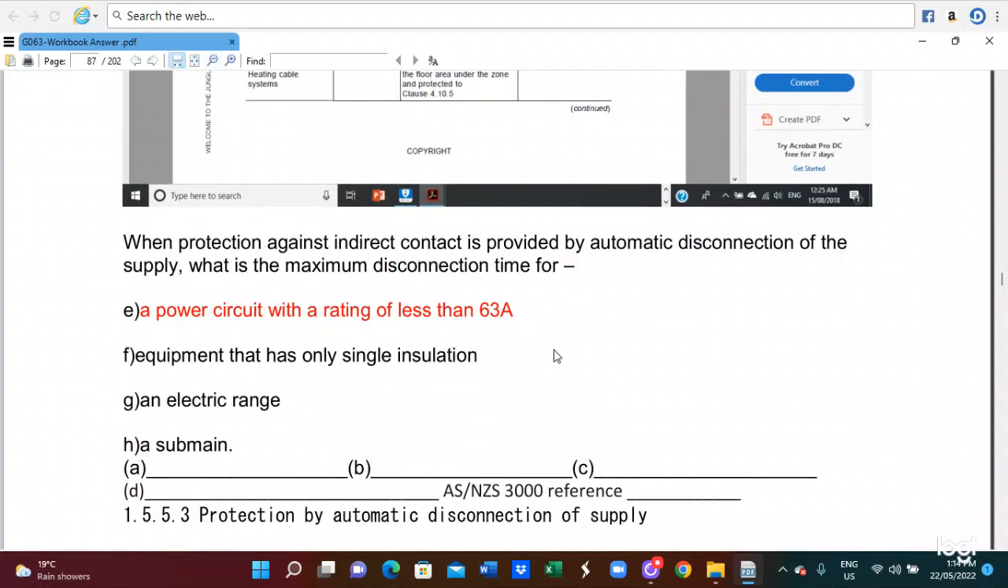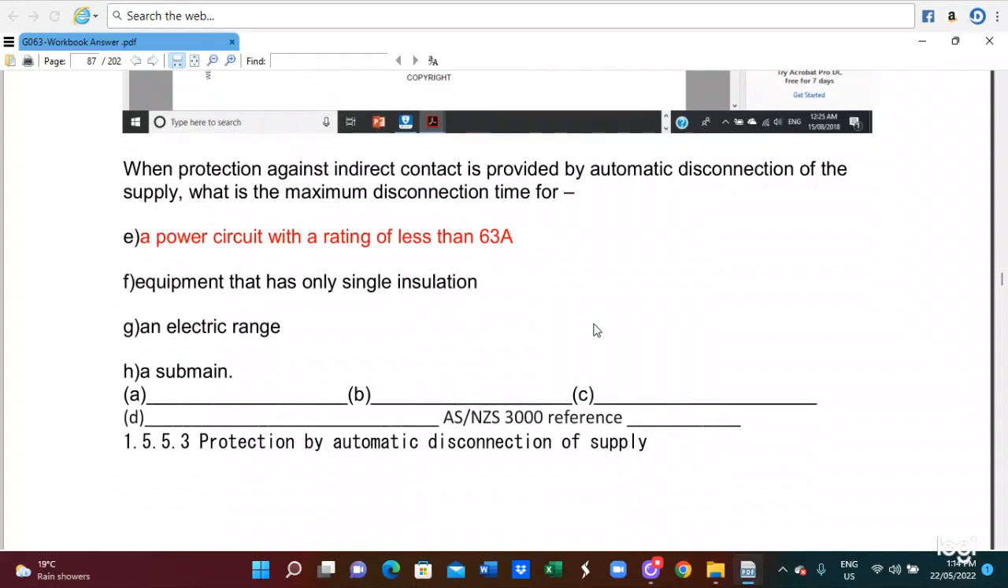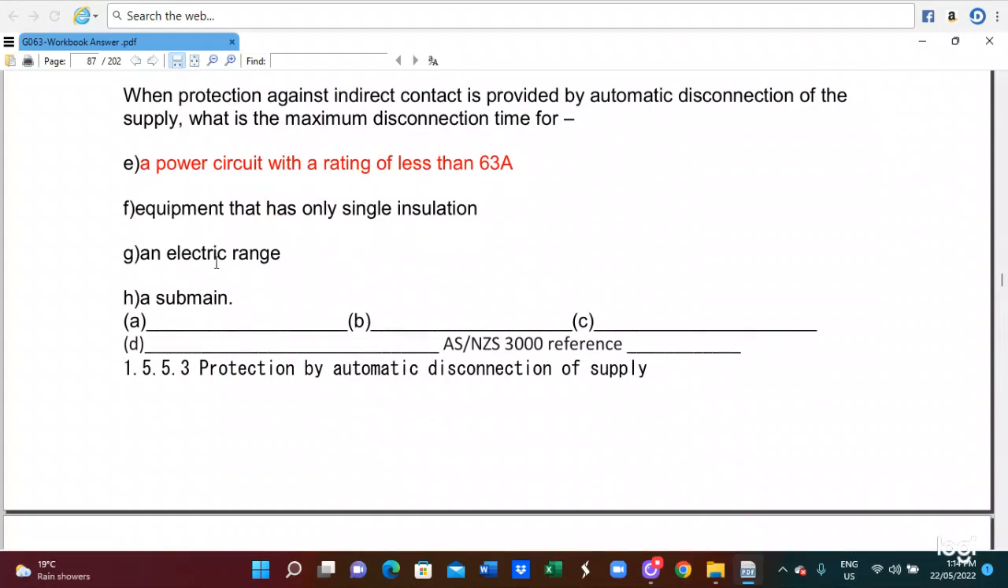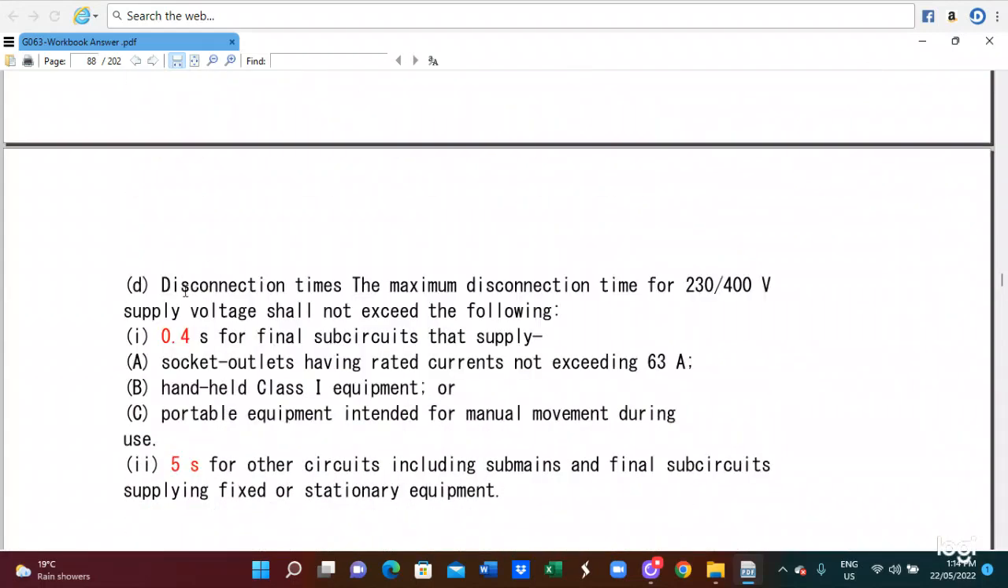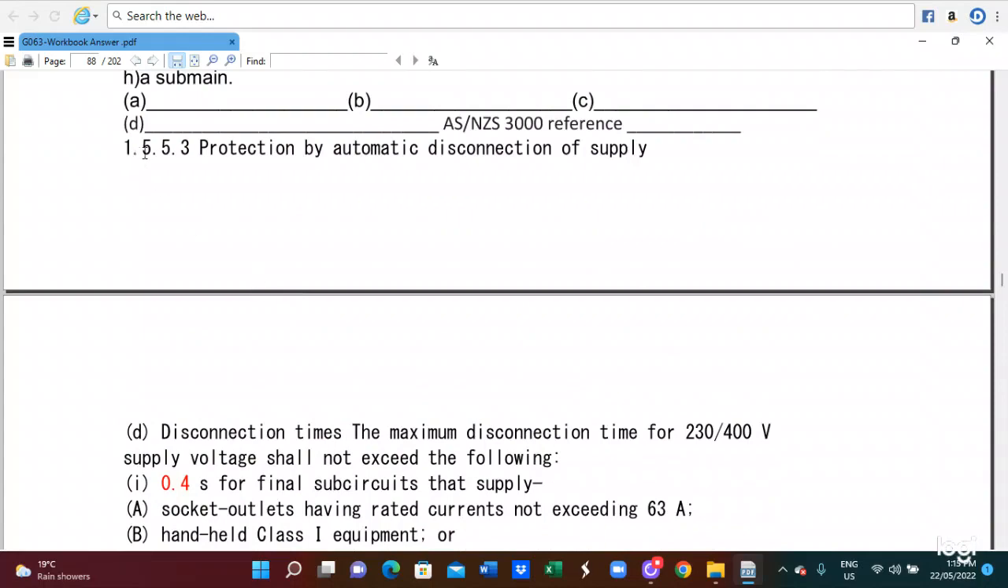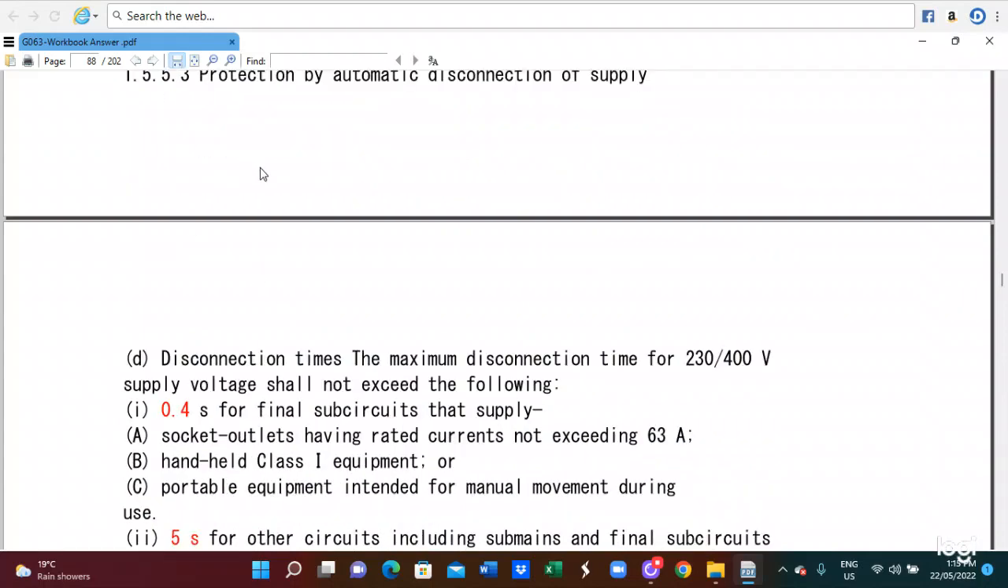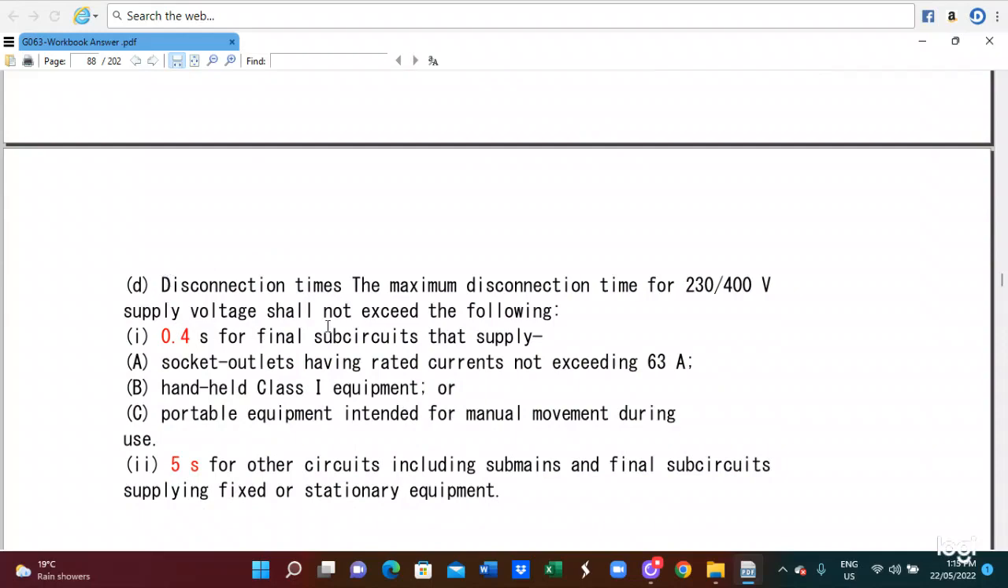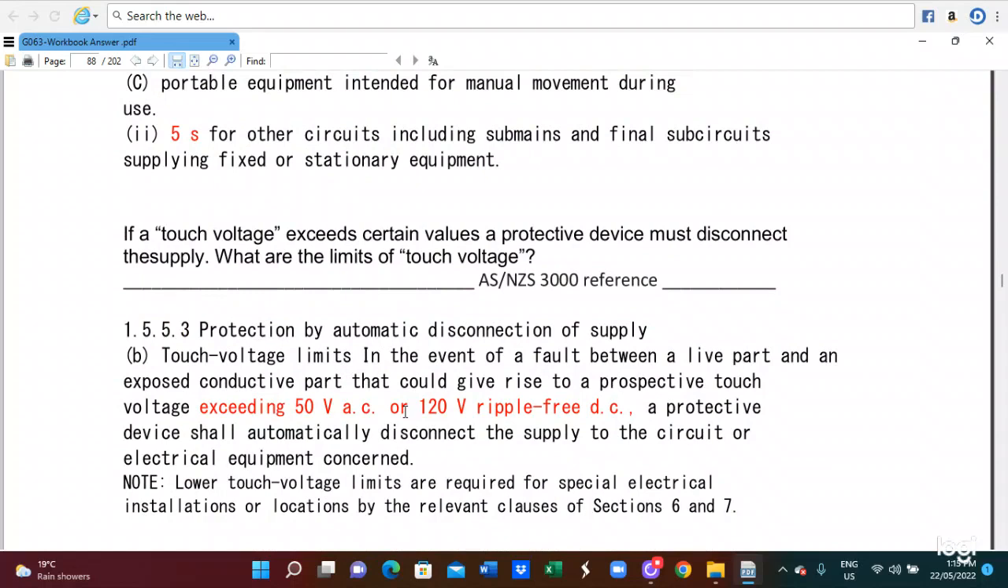Protection against direct and indirect contact is provided by automatic disconnection of supply. So the automatic disconnection type for the power circuit with rating less than 63 amps. In this case, we have to utilize clause 1.5.5.3, the protection by automatic disconnection of supply. It is 0.4 seconds for the final circuit, 5 seconds for the other circuit. And the touch voltage, the starting value of the loaded device must be disconnected from the supply. What is the limit of touch voltage?